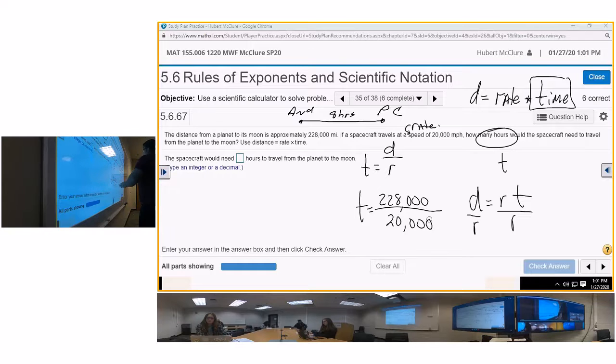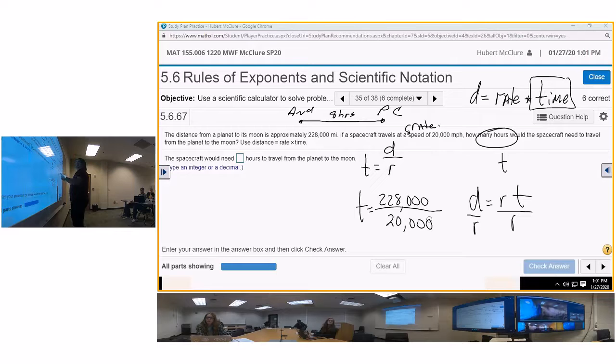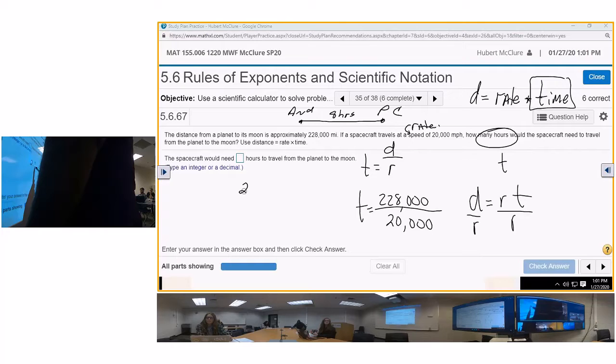Now you could actually do this in your head, but are those numbers going to come out the same every single time? No. You could be doing the test, and this could say 223,000, and this could be 137,000. You're not going to be able to do it like that all the time. This is just a coincidence. So, 2.28 times 10 to the 5th.